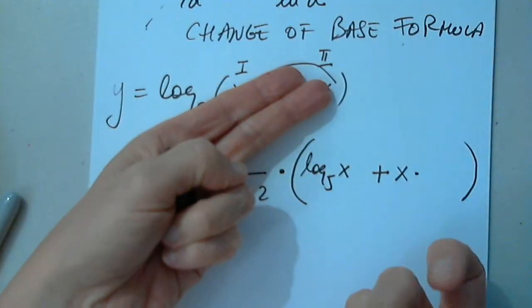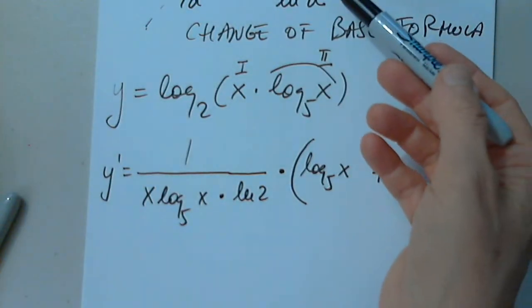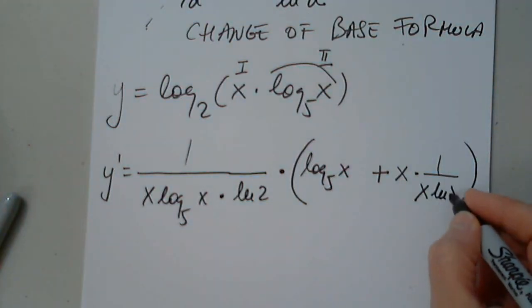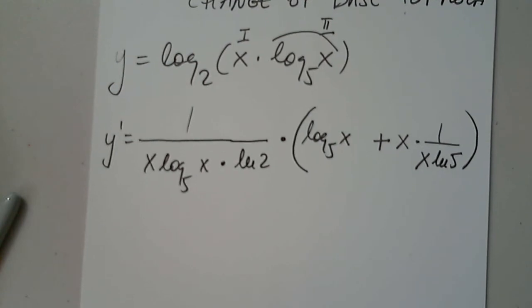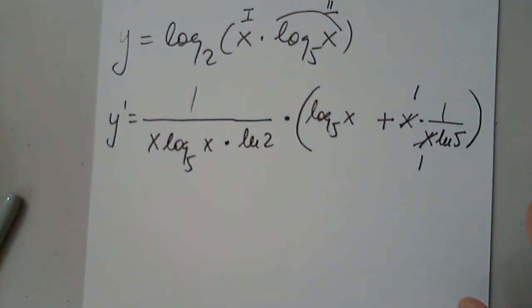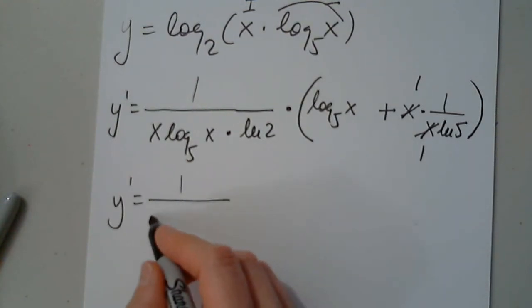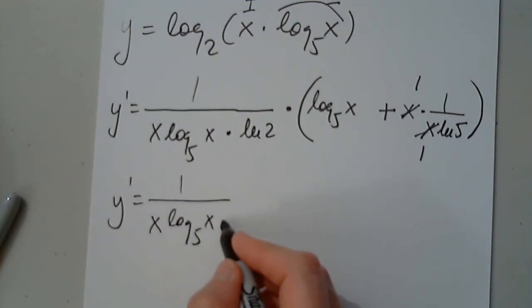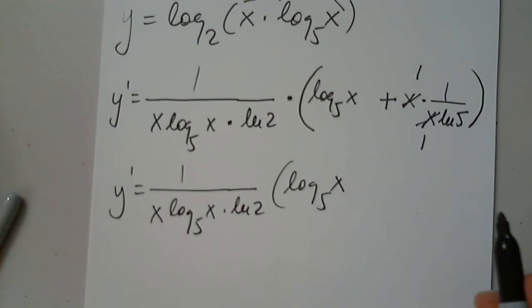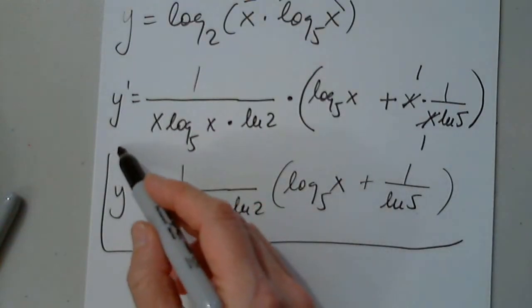And remember, we are not really differentiating this. We are differentiating natural log x over natural log 5. So when I differentiate natural log x, it's easy. I have 1 over x, but I have to have natural log 5 in the denominator. The only thing I need to do is this, and leave it alone. There is nothing else we should do here. So y prime equals 1 over x log base 5 of x times natural log 2, and then times log base 5 of x plus 1 over natural log 5. And this is it. Don't try to do anything else here.